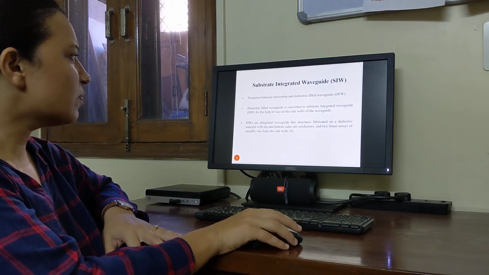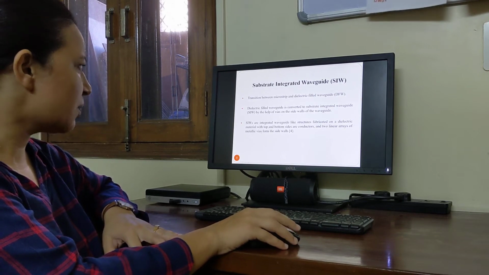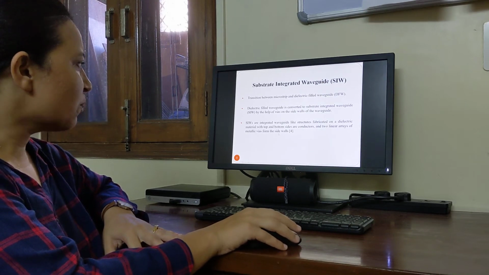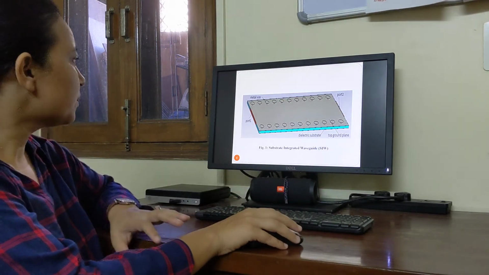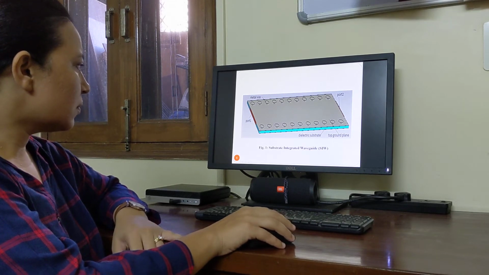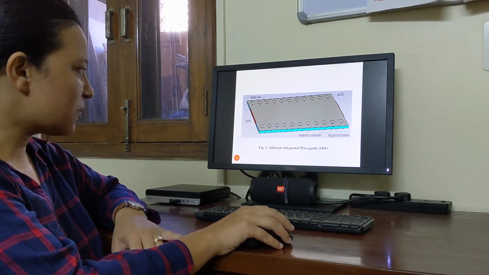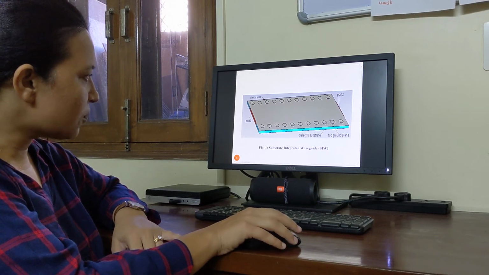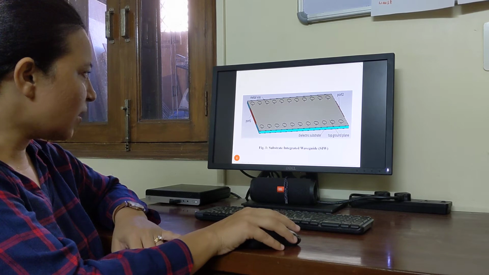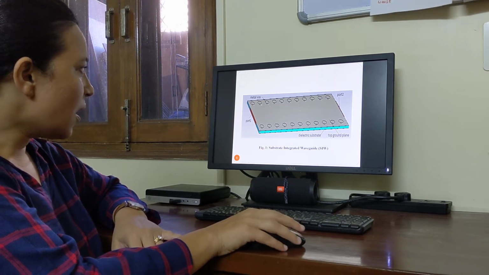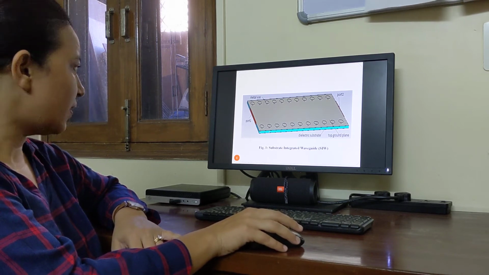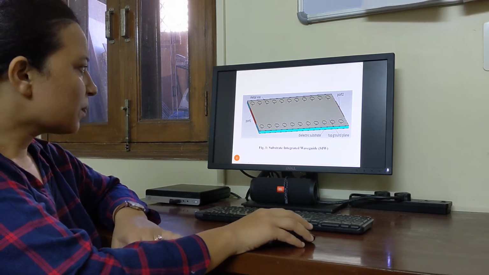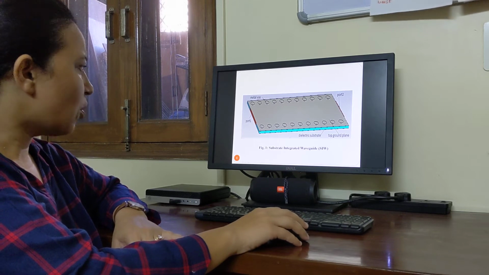SIWs are integrated waveguide-like structures fabricated on dielectric material with top and bottom sides of conductors and two linear arrays of metallic wires forming side walls. And this is the diagram of a substrate integrated waveguide. This blue color is the substrate and metallic wires are inserted inside the substrate, and the top and bottom layers are of metal. This one is port 1 and this one is port 2, and this is the top ground plane and the bottom ground plane.